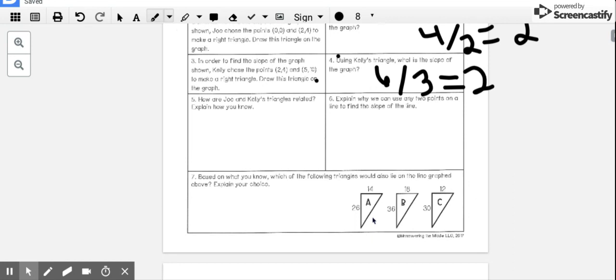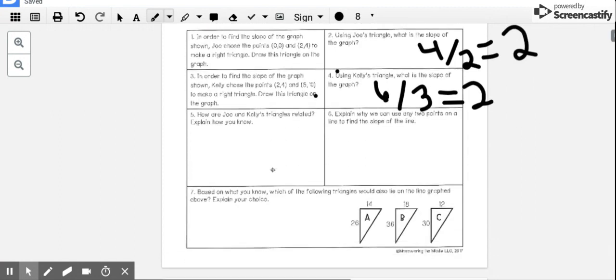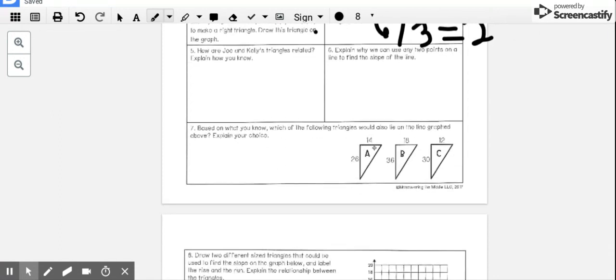Okay, number 7, kind of a tricky one. Based on what you know, which of the following triangles would also lie on the line graphed above? So, the line graphed above, the slope was 2. So you have to figure out which of these triangles has a slope of 2. So go ahead and pause it and see what you come up with.